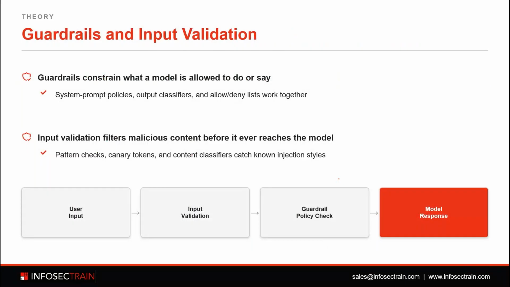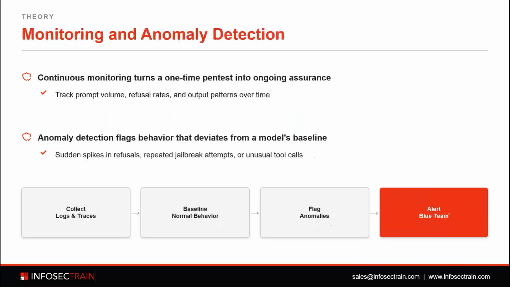So guardrails, as we have discussed, constrain what a model is allowed to do or say. System prompts, policies, output classifiers, and allow lists work together, right? Input validation filters malicious content before it ever reaches the model. So pattern checks, canary tokens, content classifiers catch known injection styles, right? So the user gives the input, validation happens, the guardrails check the policy and then check the input, and then the model gives you the response.